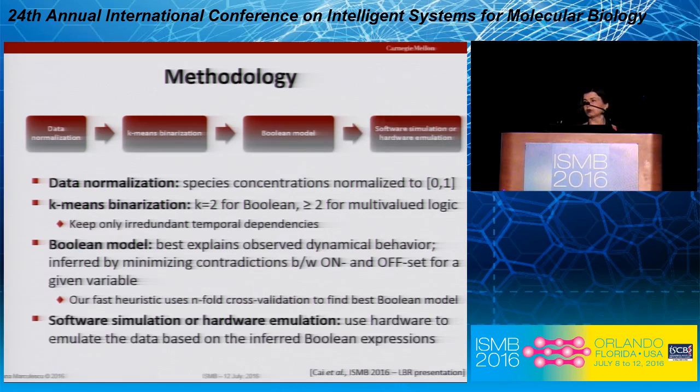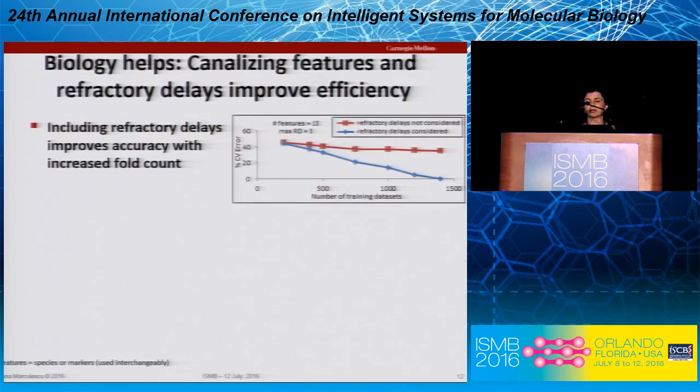And finally, what you come up with is a logical model that you can completely compile to hardware or just do, as usual, software simulation. It turns out that biology helps because canalizing features and refractory delays improve efficiency. So here you have just synthetic examples and two cases in which you do not consider refractory delays, or you do consider refractory delays.